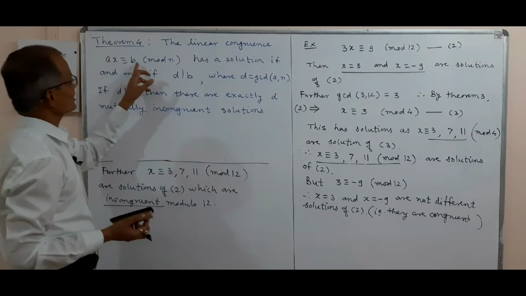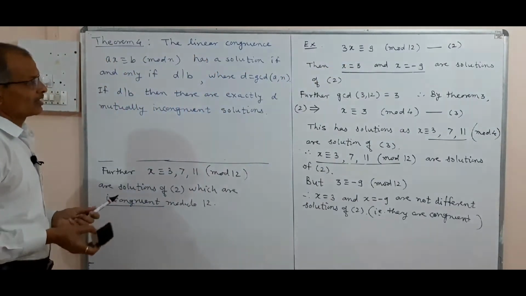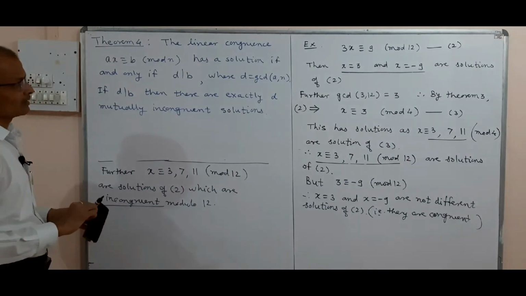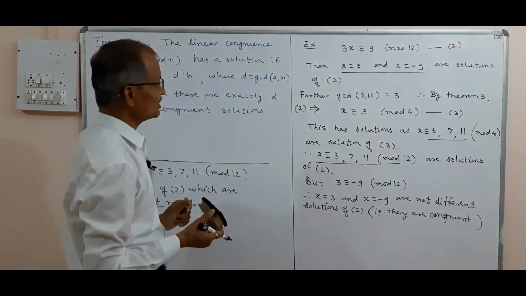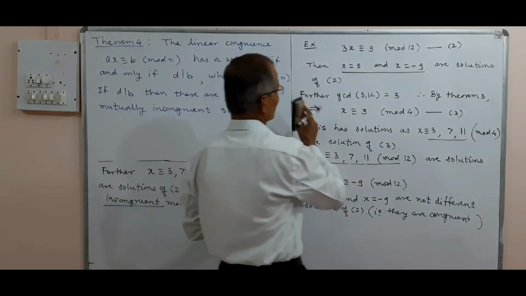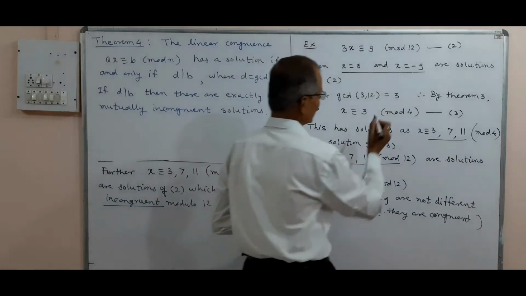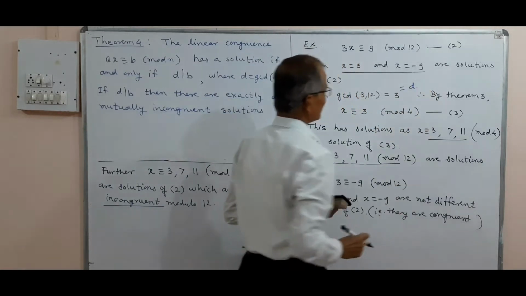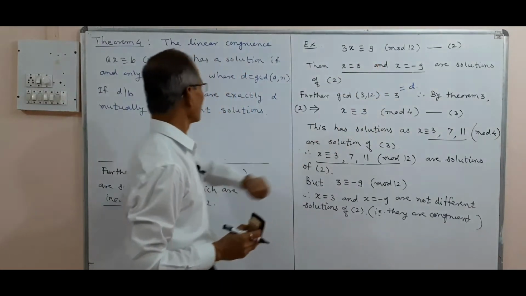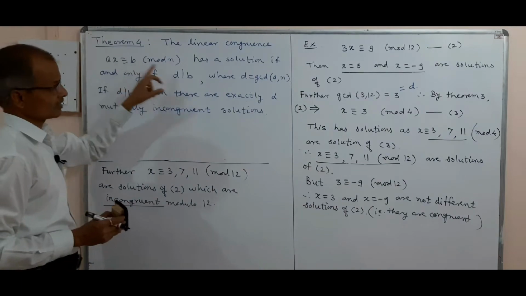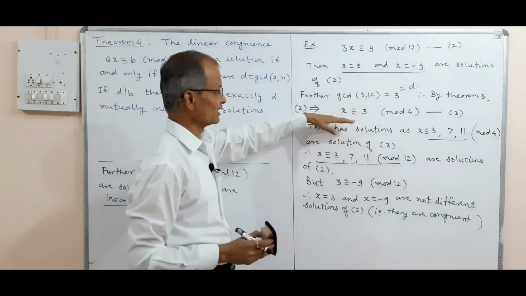Now we may compare Ax congruent to B mod n like this: 3x congruent to 9 mod 12. Here, what is the value of A? A is 3, B is 9, n is 12. Now what is the GCD of this? GCD of 3 and 12 is 3, and that is our value of D. And clearly 3 divides B, which is 9, therefore it has a solution.